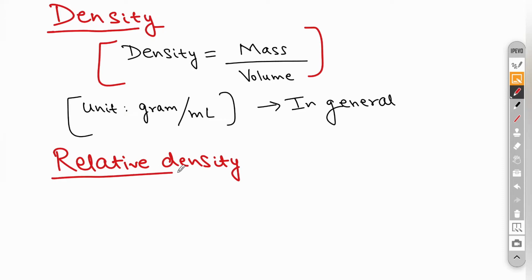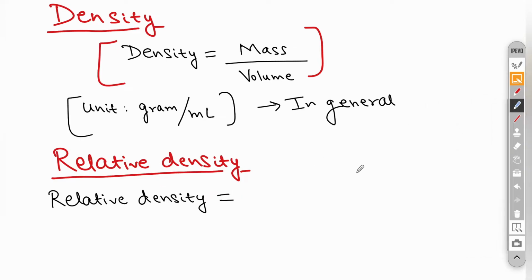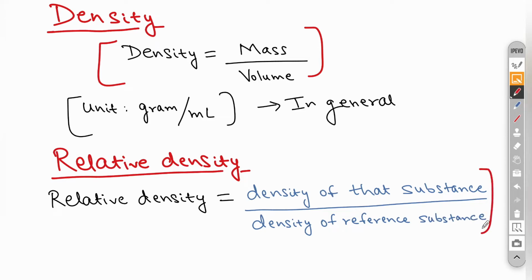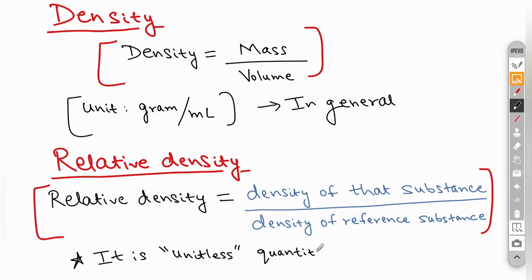Now relative density. It is defined as the ratio of density of that substance divided by density of reference substance. Relative density of a substance is density of that substance divided by density of reference substance. We will write a note here that it is a unitless quantity. Since it's a relative term, therefore it's unitless.